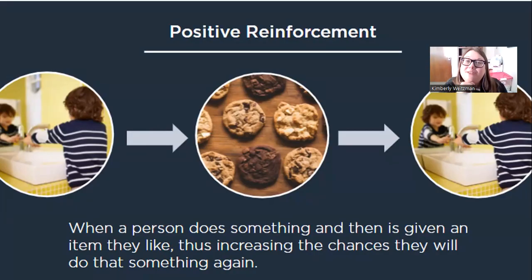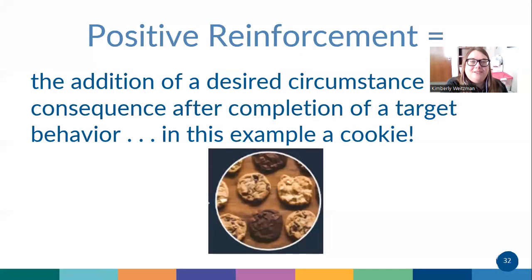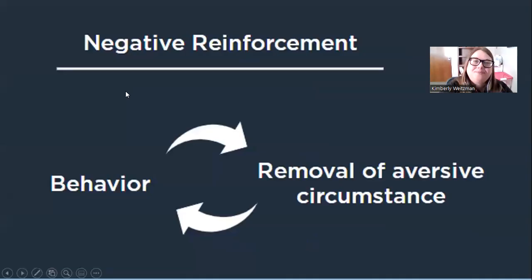Another example of positive reinforcement, for everybody in the room: if you exceed your productivity requirements, you get a bonus. So that is a great example of positive reinforcement. We're adding a desired circumstance or consequence after the completion of a target behavior. In this example, the cookie, or in your example, exceeding your productivity and getting a bonus. So kind of the opposite side of the coin is negative reinforcement, where we remove an aversive circumstance from the situation, still to increase the likelihood that that behavior will continue or will increase in frequency.